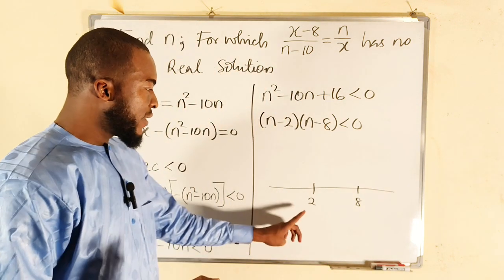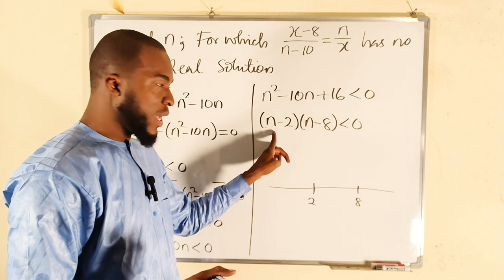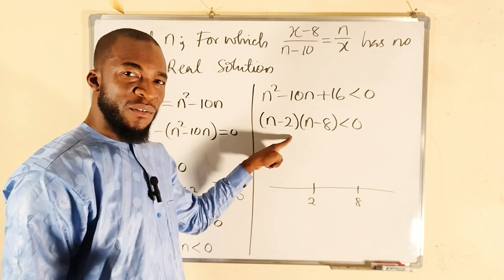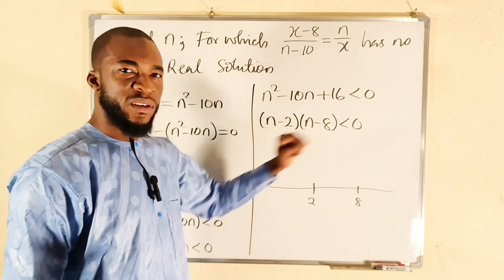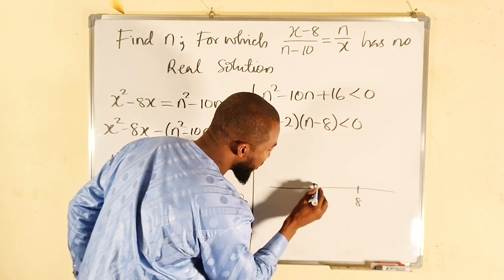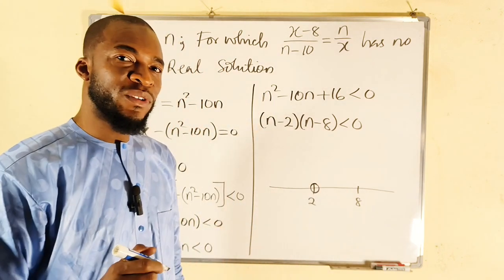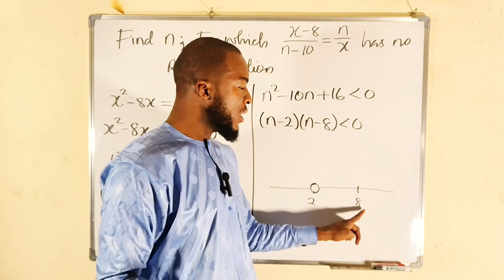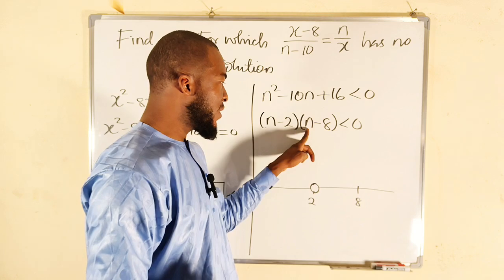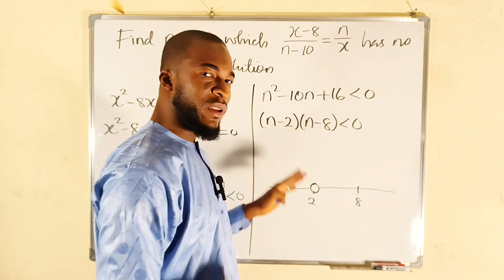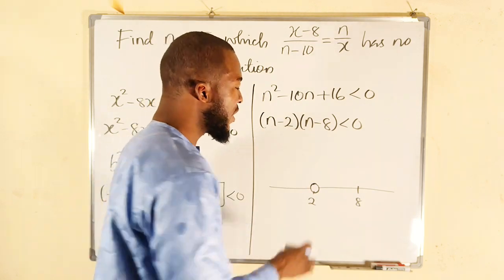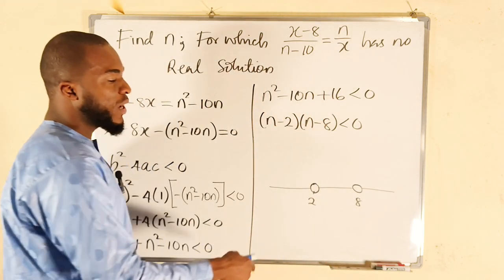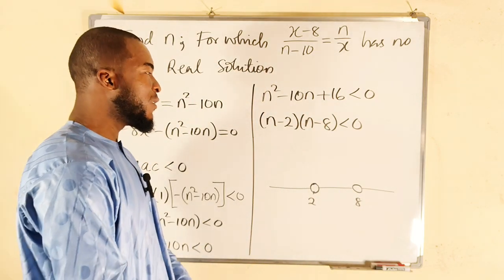So let's test 2. If you plug in 2 here, you have 2 minus 2 is 0, and 0 times whatever will give us 0. And 0 is not less than 0. So 2 is not a solution. Open circle. Then under 8, plug in 8 here. You see 8 minus 8 is 0, times this will still be 0. And 0 is not less than 0, rather equal to 0. So you can see that 2 and 8 will not satisfy this inequality.